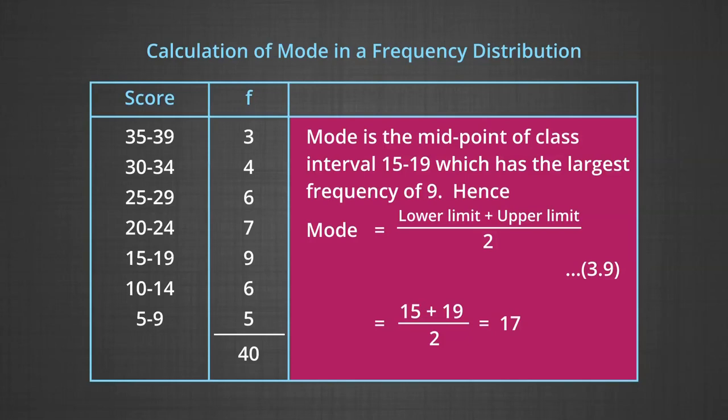We can calculate this like this. Mode is equal to the lower limit plus upper limit upon 2. That is 15 plus 19 upon 2. That is 17. So, the value of mode is 17. This is also called the crude mode or the empirical mode. It may be distinguished from the true mode, which is the point or peak of the greatest concentration of scores in the distribution. The crude mode is approximately equal to the true mode and serves most of the practical purposes.